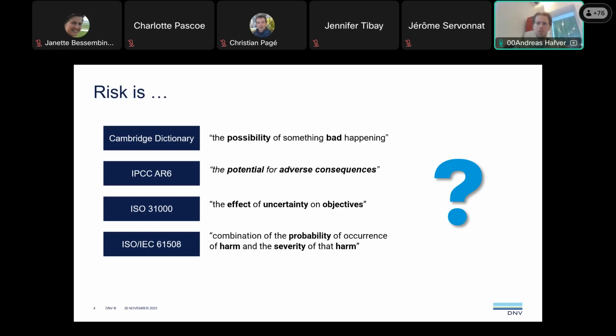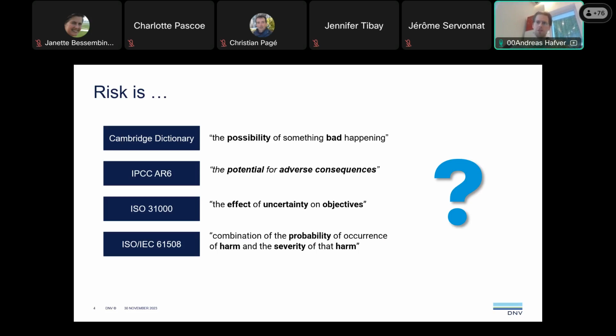You look at ISO 31000, which is the major risk management ISO standard. It says that risk is the effect of uncertainty on objectives. And then there's the standard called IEC 61508, which is used in a lot of process industries for safety functions. And they say that risk is the combination of probability of occurrence of harm and the severity of that harm. So there are so many different definitions.